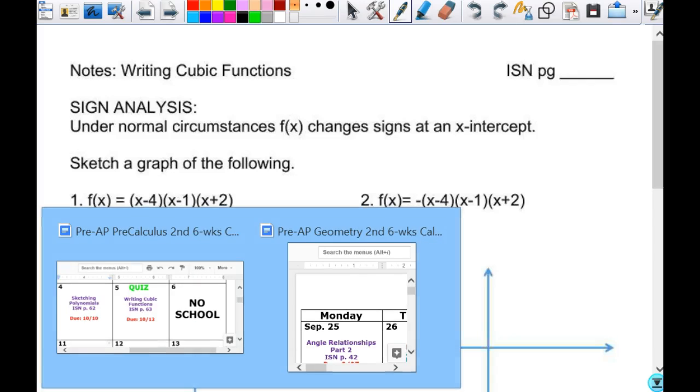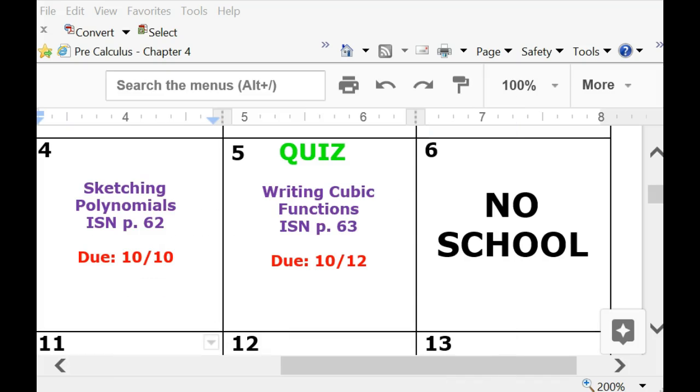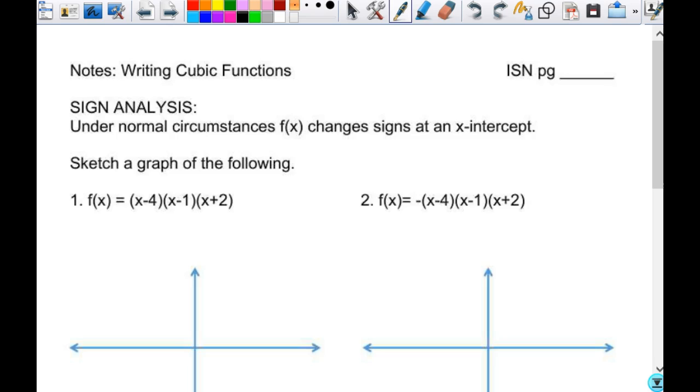One of these days I'll actually remember what page it is. What is it, 63? Thank you. Oh. All right, page 63.